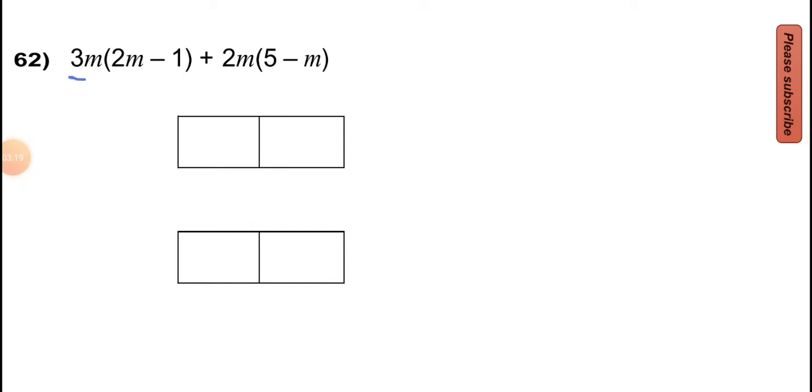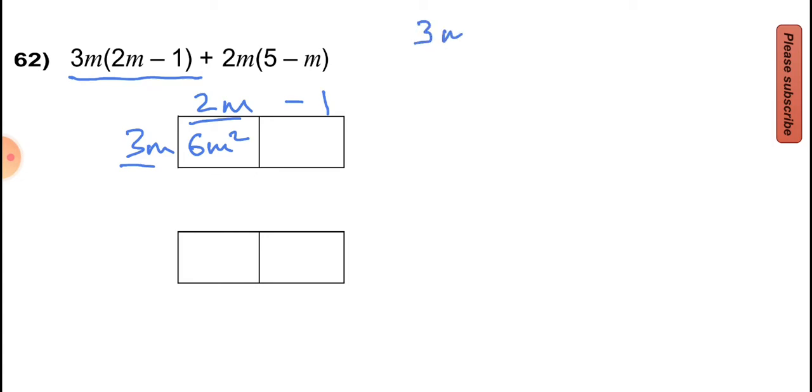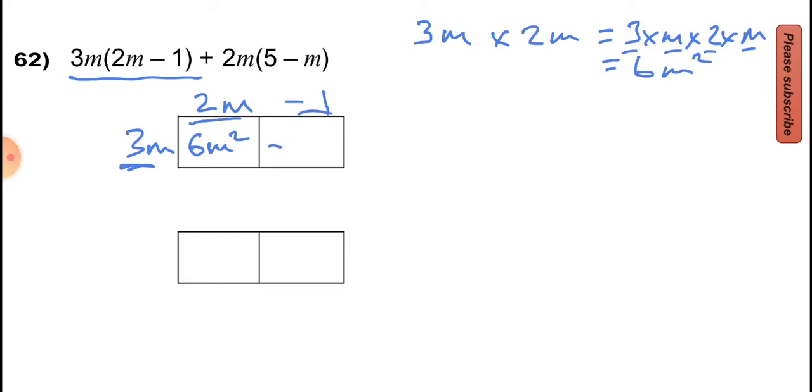Okay, so in this first single bracket, when I expand this, because the 3m is outside the bracket, I'm going to write 3m here on the left and 2m minus 1 on the top there. So 3m times 2m is 6m square, 3 times 2 is 6, and m times m is m square. Just to remind you, the bit of side working out here, 3m times 2m is the same as saying 3 times m times 2 times m, which is 3 times 2 is 6, and m times m is m square, so 6m square. And then 3m times minus 1 is minus 3m.